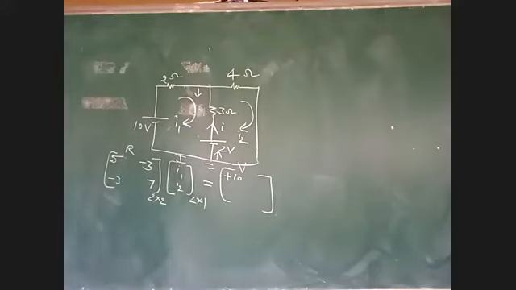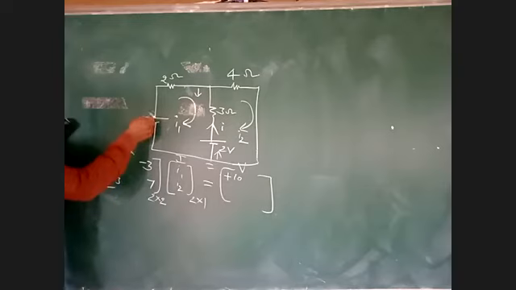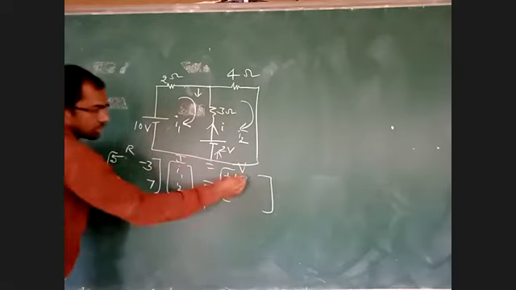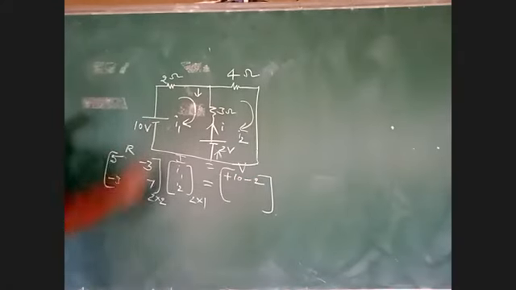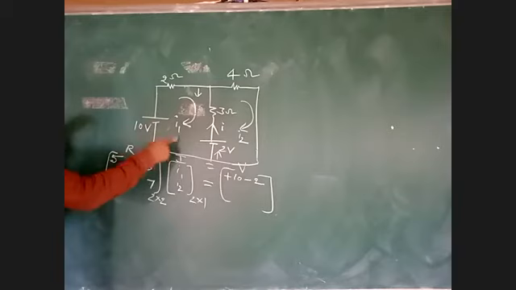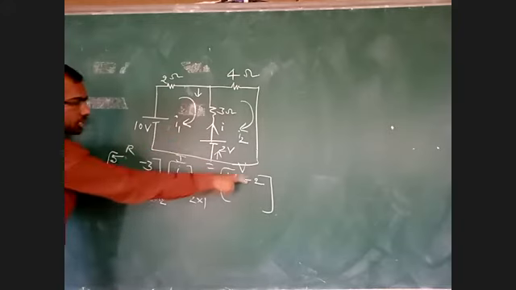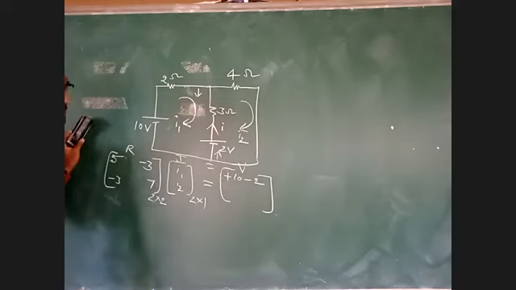See, in the first loop, you have to see the I1 direction. I1 is flowing from minus to plus, plus 10. I1 is flowing from plus to minus, minus. Two voltages are there in the first loop. We have to see the I1 direction. I1 is flowing from minus to plus, plus 10. I1 is flowing from plus to minus, minus. Now come to the second loop. How many voltages are there in the second loop?